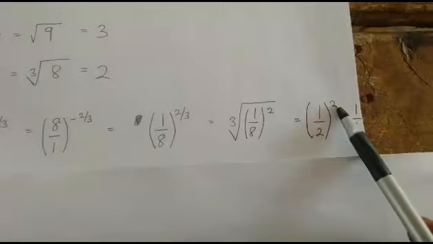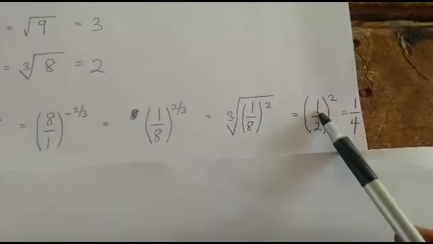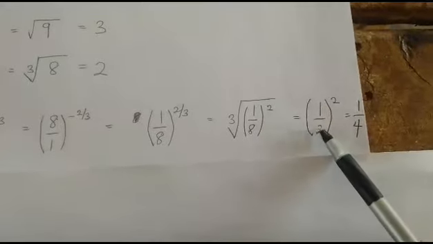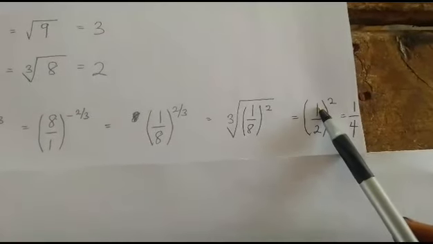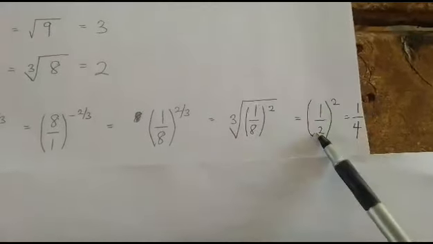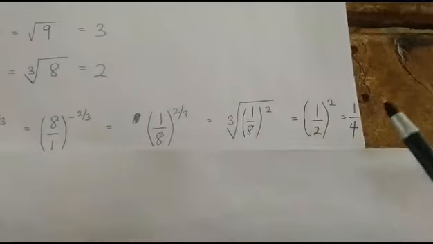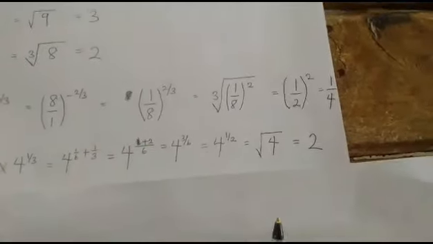Then you now find the square. So you now have 1 over 2 squared, so 1 over 2 times 1 over 2. 1 times 1 is 1, 2 times 2 is 4. So that means you now have 1 over 4.